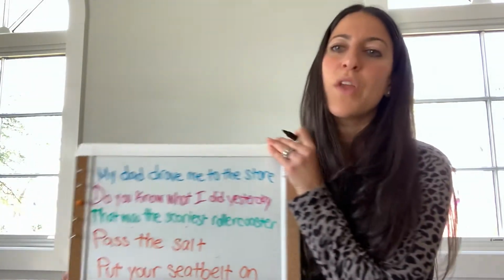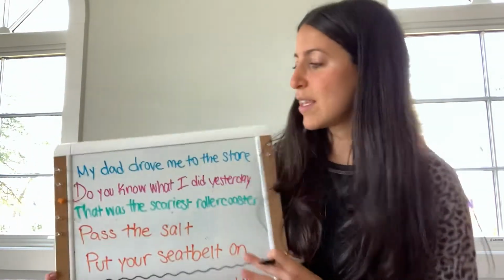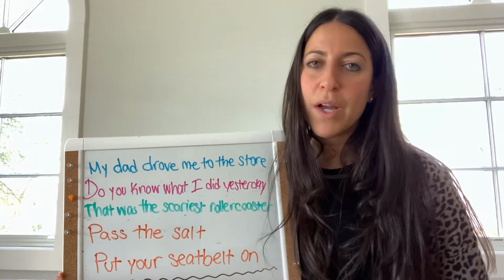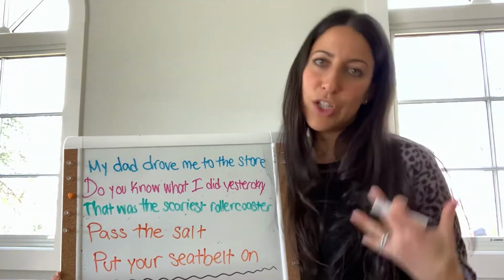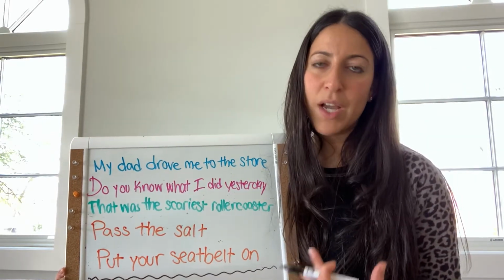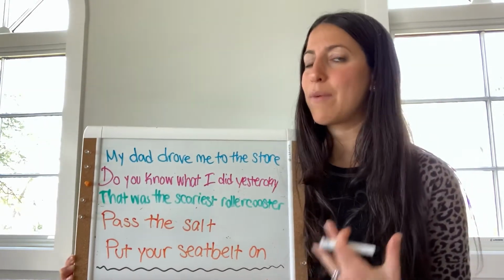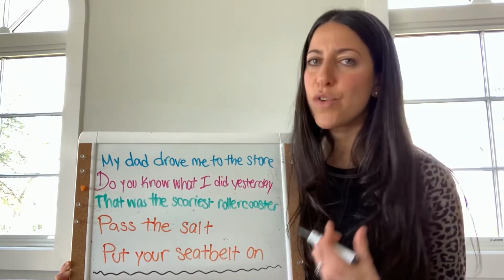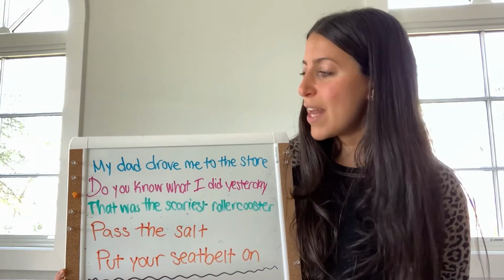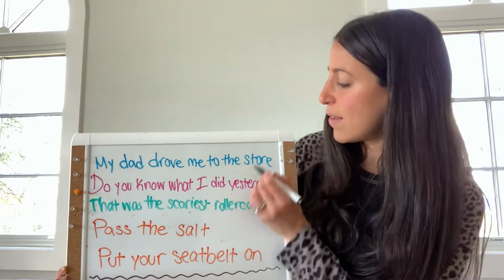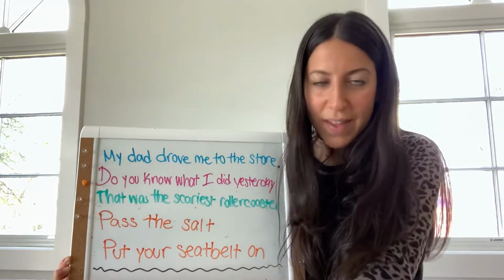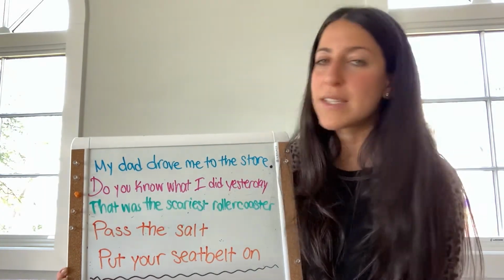Okay, so let's go over some sentences and figure out what type of sentences these are. Okay, my dad drove me to the store. Okay, that is me telling you something and making a statement. Okay, so what type of sentence do you think that would be? Okay, take a minute to think about it. My dad drove me to the store. Okay, that is a declarative sentence. If you said declarative, good job. And I am going to add a period at the end of the sentence because it is just making a statement.